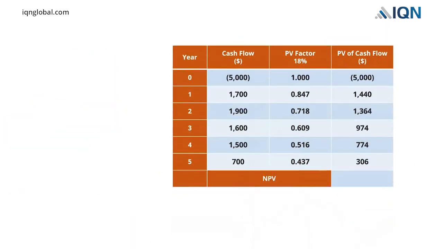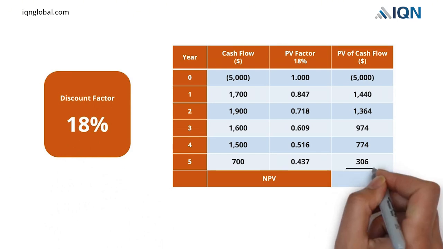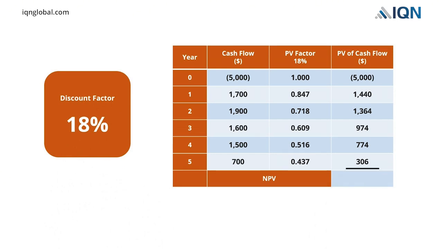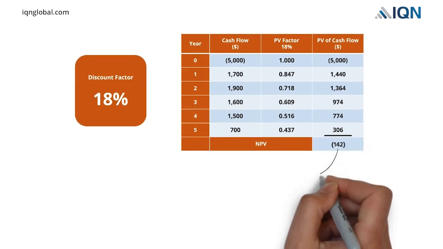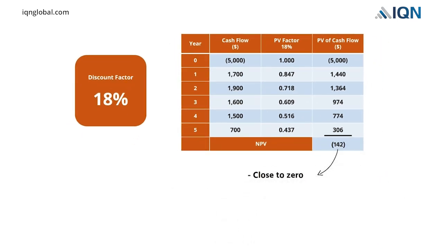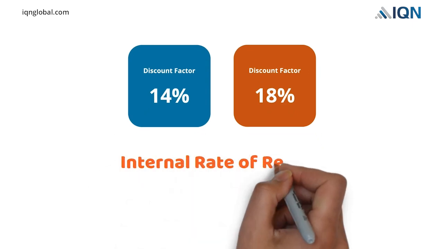Now, in the same way, let's analyze the cash flows and their present values using an 18% discount rate. After summing up the present values, the NPV of the project is minus $142. This is relatively close to zero. NPV is negative, meaning the IRR is less than 18%. We will now use these two NPV values to estimate the IRR.